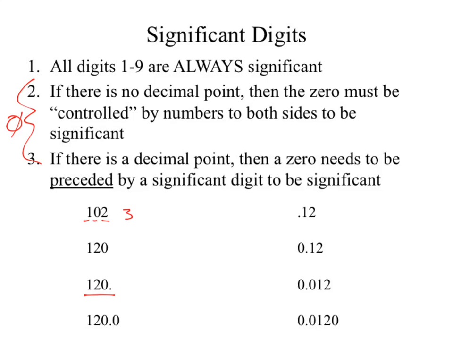Okay. And in that case, what do we decide for our significant digits? 3. It's 3 because we have the 1 and the 2, absolutely. We look to the 0. We have a decimal point, so we're under rule number 3. If there is a decimal point, the 0 just needs to be preceded by a significant digit. So what's directly in front of the 0? A significant digit, which means 0 is significant, and we've got 3 sig figs.